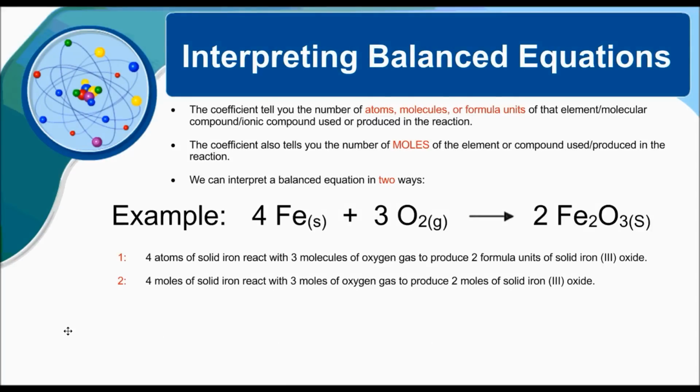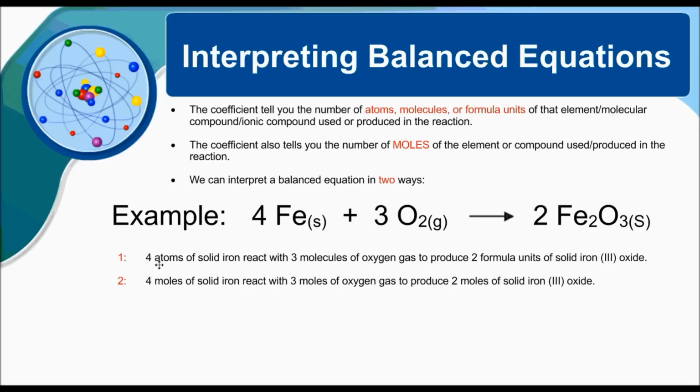Okay, so on to some new stuff. Interpreting balanced equations. It's really important for you to know when you write out a chemical reaction what each little part means. The coefficient will tell you the number of atoms, molecules, or formula units of that element or molecular compound or ionic compound used or produced in the reaction. The coefficient also tells you the number of moles of the element or compound used or produced in the reaction. So that means we can interpret a balanced equation in 2 ways. I have those 2 different ways written here for you.